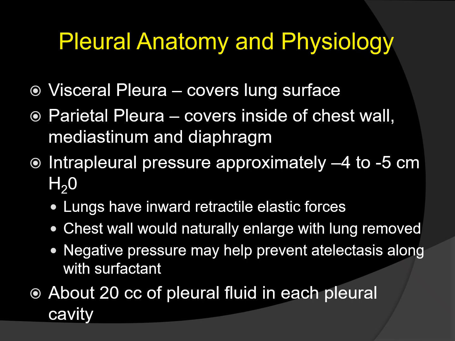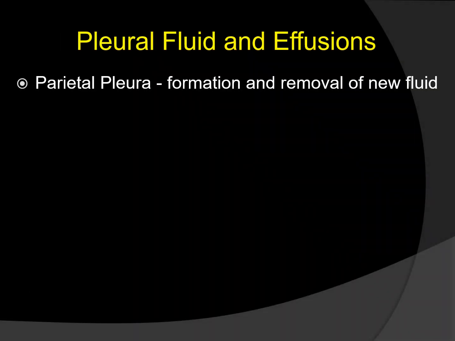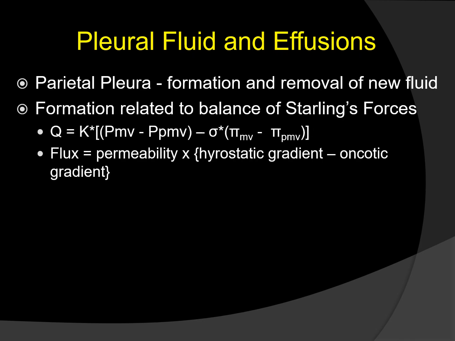We have about 20 cc's of pleural fluid in each pleural cavity on average. The parietal pleura is responsible for formation and removal of new pleural fluid. Formation of fluid is related to a balance of Starling's forces.